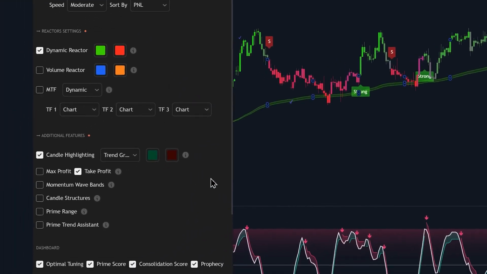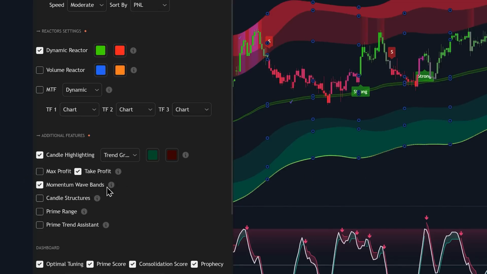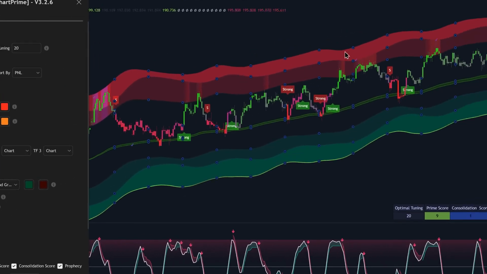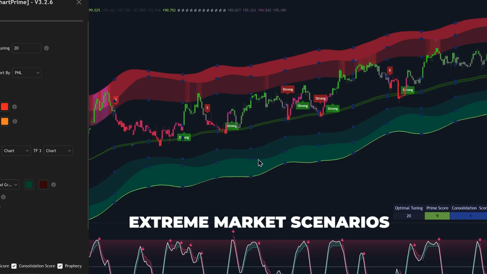The other thing we're going to activate is the momentum wave bands. That is going to show these wave bands that will act as a tool for us to identify extreme market scenarios within trends that we can use as initiation points for taking positions.